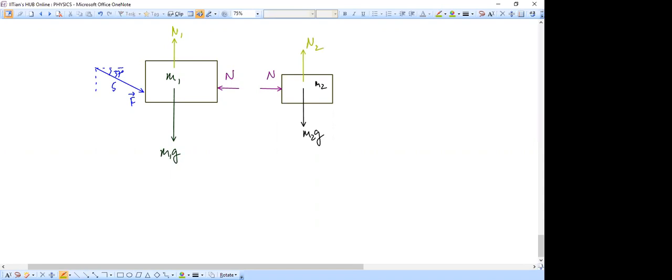Okay. Now, at the same time, we can see that both the blocks are accelerating along the horizontal direction with a common magnitude of acceleration. So in terms of resolution, what we should do here is, again, we should take our x-axis as a horizontal axis, and our y-axis as a vertical axis, and we should resolve the forces.